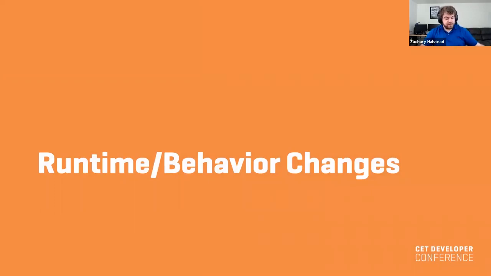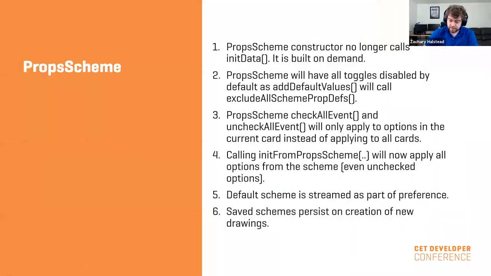So now we're moving on to the runtime behavior changes. First up, we have prop scheme here. So the prop scheme constructor no longer calls init data. That is now built on demand. Then we have the prop scheme no longer toggles disabled by default, as default add values will call exclude all scheme prop defs. Then we have the prop scheme check all event and uncheck all events only apply to options in the current card instead of applying to all cards.